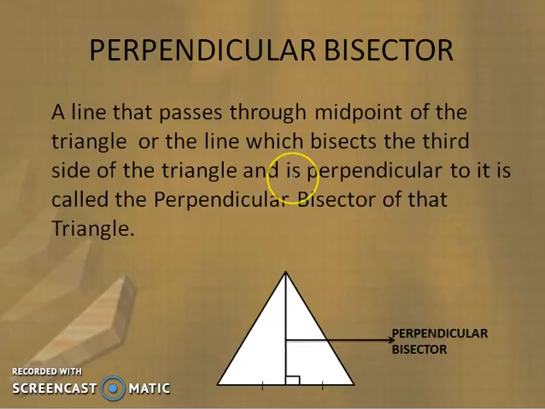Last one is the perpendicular bisector. A line that passes through the midpoint of a side, or the line which bisects the third side of the triangle and is perpendicular to it, is called the perpendicular bisector of the triangle. For example, from this figure, you can see the perpendicular bisector.